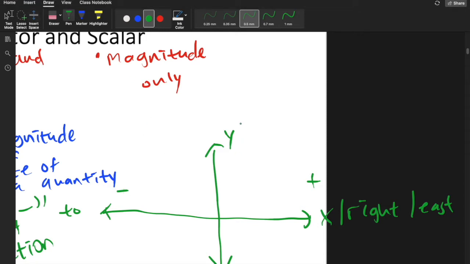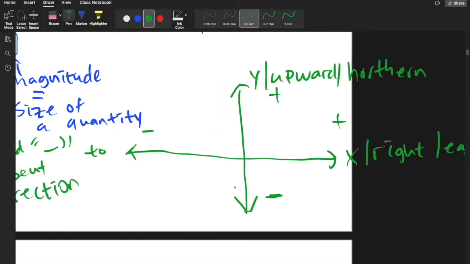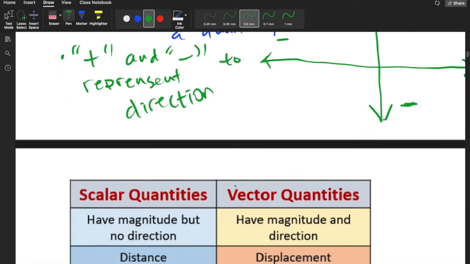The upward direction, the y-axis or the northern direction, is also represented by a positive sign, and the opposite direction is represented by a negative sign. But be aware that your question might try to trick you, so it might say the downward direction is positive. So just be careful with your question.